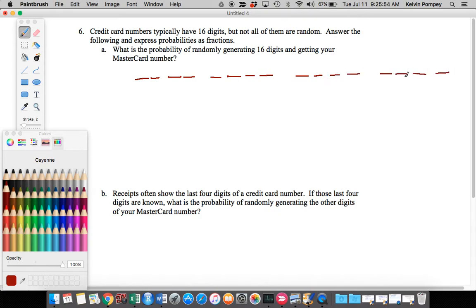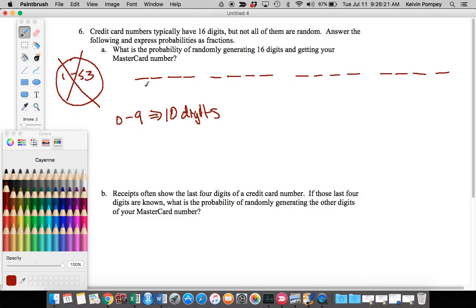So this is a type of problem that's different from the last problem, right? In the last problem, we had a set of numbers from 1 to 53 in a big pool of numbers, and we selected them one by one, without replacement. In this case, we're not in that type of situation. We have digits from 0 to 9, right? That's 10 digits. And basically, this first digit can be one of those 10 digits from 0 to 9.